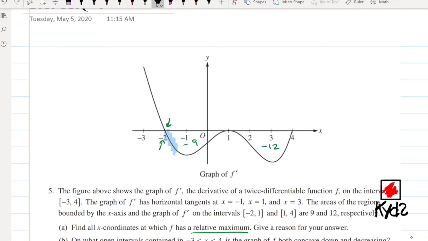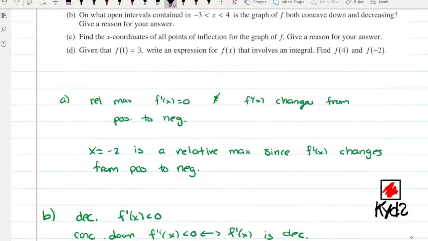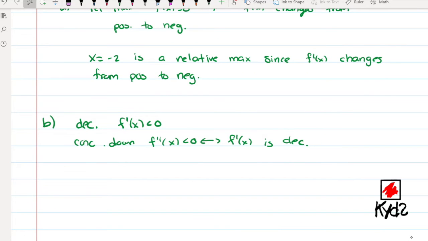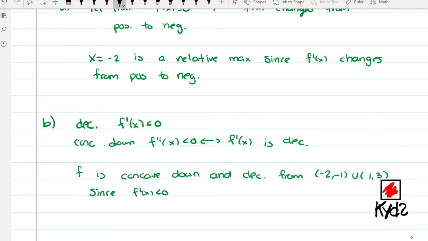Well, f prime of x is less than 0 basically the whole graph, and it's decreasing from -2 to -1 and 1 to 3. So it's the pieces that overlap. So our answer is going to be f is concave down and decreasing from -2 to -1 and 1 to 3, since f prime of x is less than 0 and f prime of x is decreasing, or you can write since the second derivative is less than 0. Either way is fine.